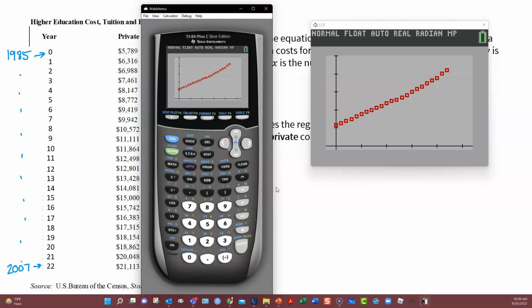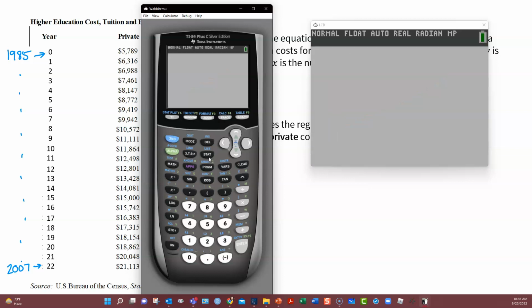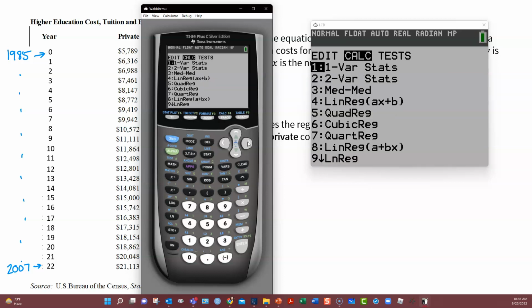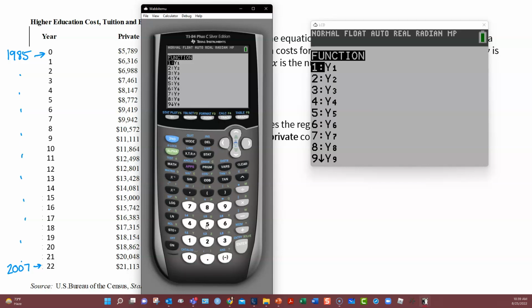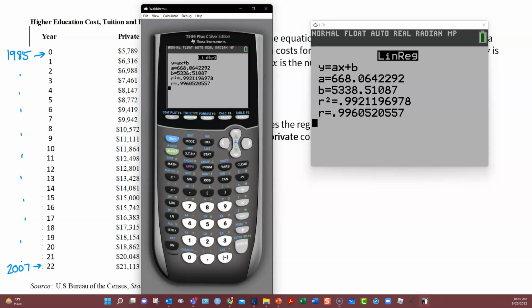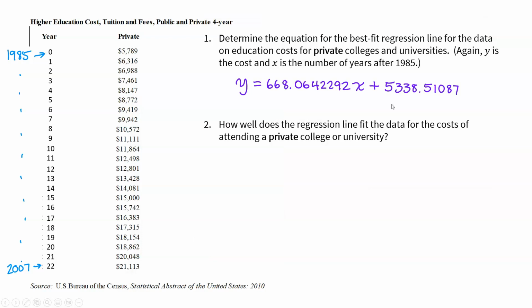And so now I want to do the regression line. So quitting out of here, I'm going to go to calculations and linear regressions. Now I'm going to do L3 for this. No frequency again. I'm going to store this equation in Y2, and I'm going to calculate it. And I can see the equation for my regression line from A and B. I got my R value here. So those are all things that I can do. And so from here, I have the equation for the regression line.